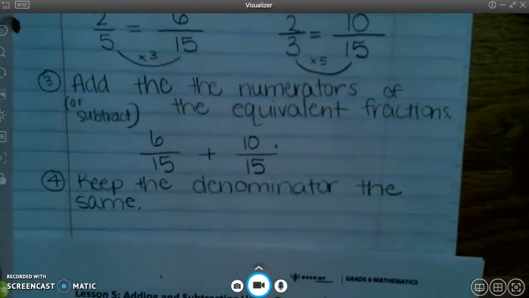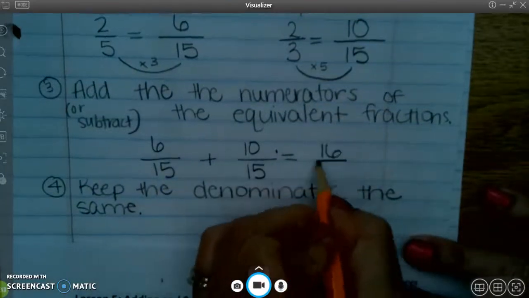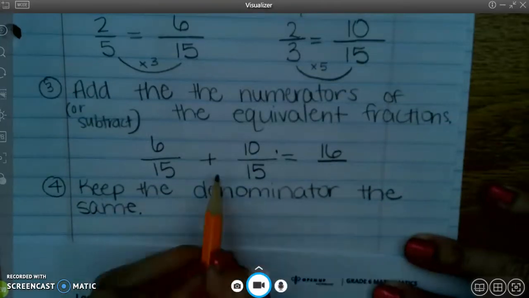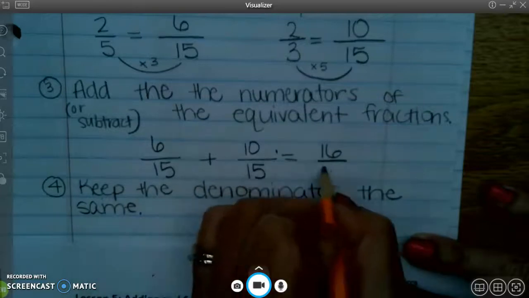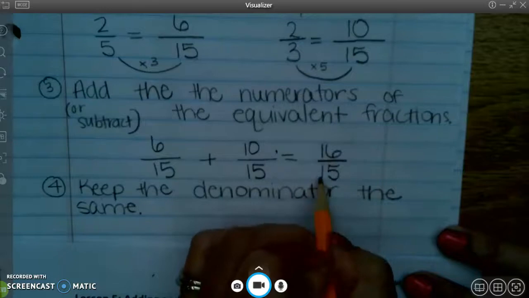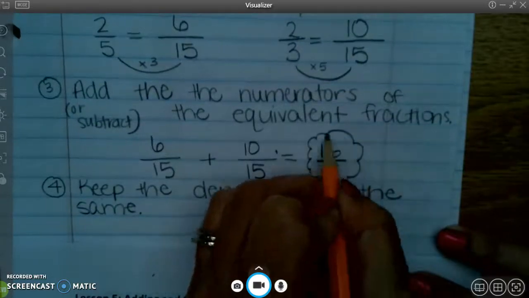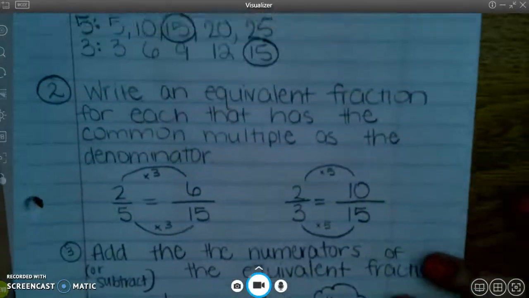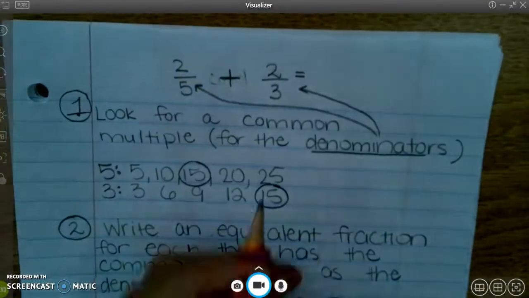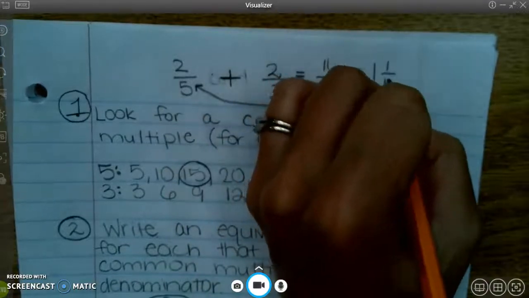Now to add, remember I add the numerators, so it's 6 plus 10, which is 16, but I need to keep the denominator the same. So the denominator is 15, so in the sum or difference, in this case the sum, the denominator is 15. So 2/5 plus 2/3 is equal to 16/15, or 1 1/15.